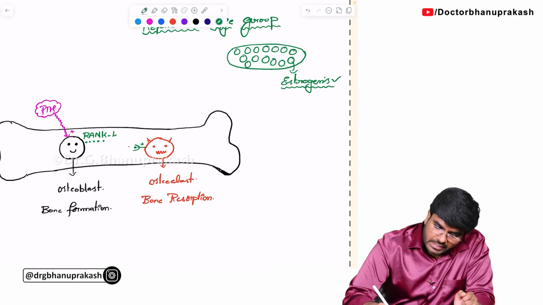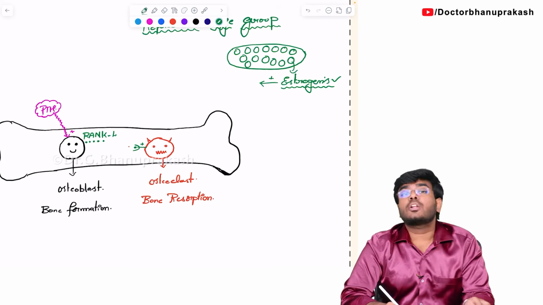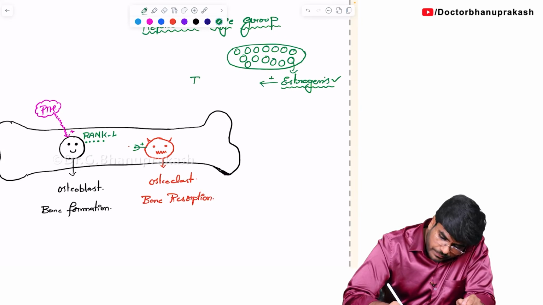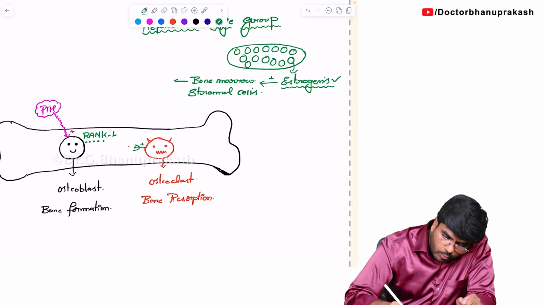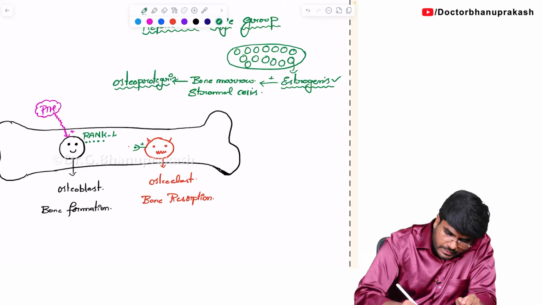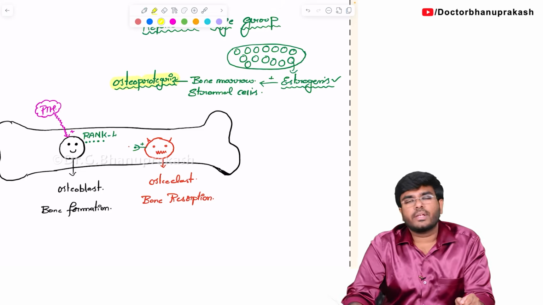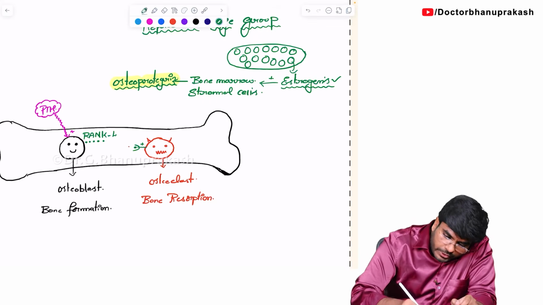Now, what is this estrogen doing? Estrogens are going to act on the bone marrow stromal cells. They will go and act on the bone marrow stromal cells, stimulating them. Now, these bone marrow stromal cells are going to secrete something called osteoprotegerin. In the name itself, it's there. Osteo means bone, protegerin means protection. So, what is this osteoprotegerin going to do? This osteoprotegerin is going to inhibit.